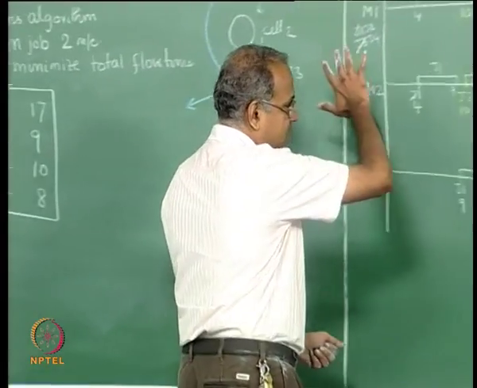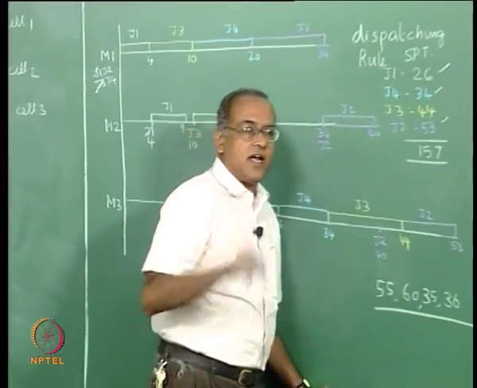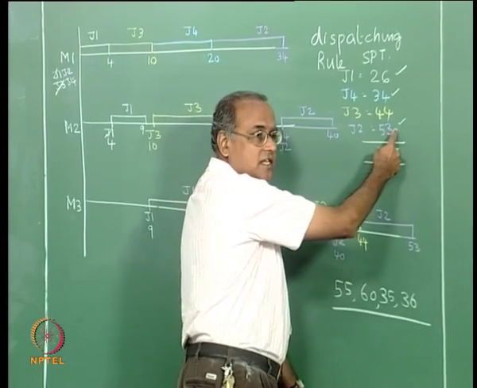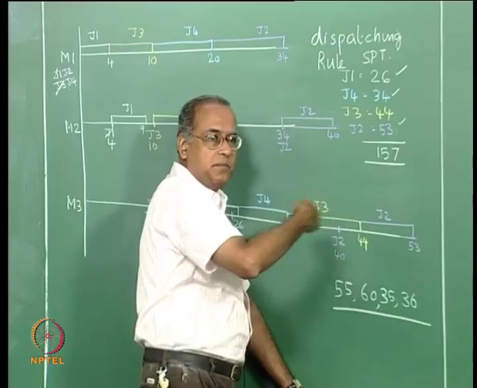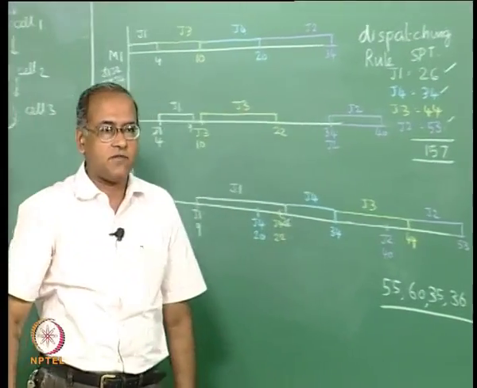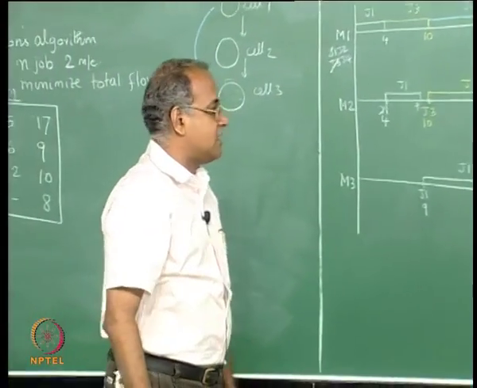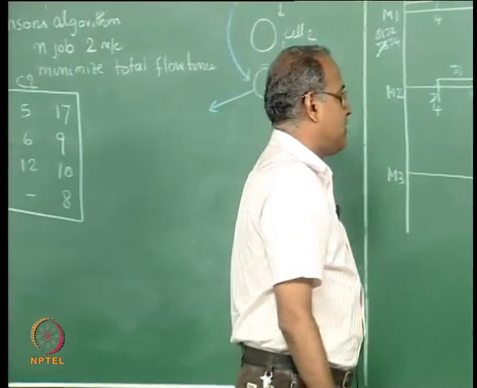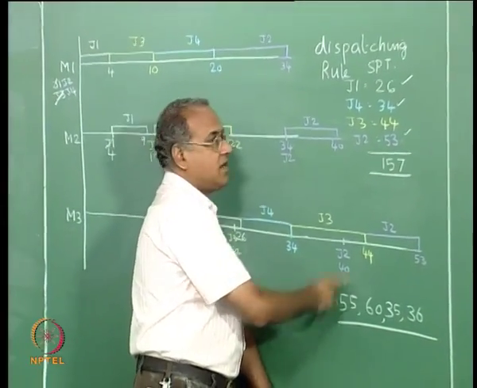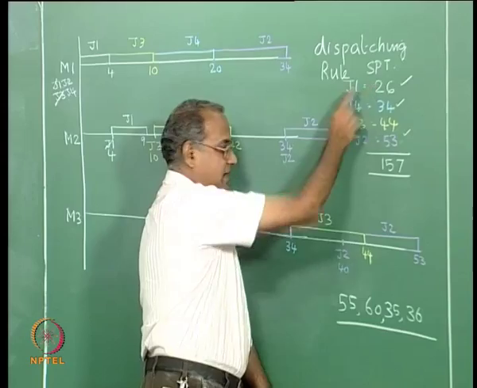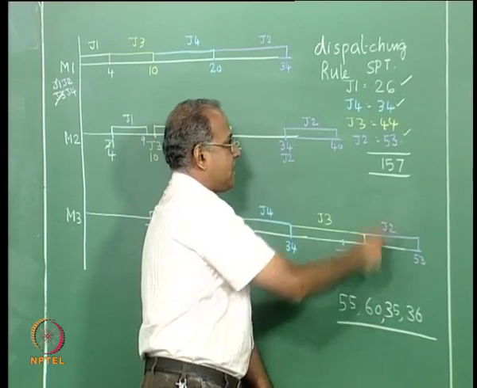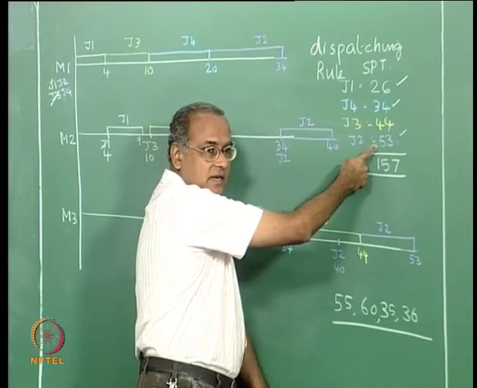Now, the Gantt chart is here. If we want to evaluate the makespan, it is the maximum of these, which is 53. If we want to compute the total flow time, the sum of these 4 times, or sum of completion times, is 157. If the due dates are given this way, job 1's due date is 55, it completes at 26, so it is early. Job 2's due date is 60, it completes at 53, so it is early.